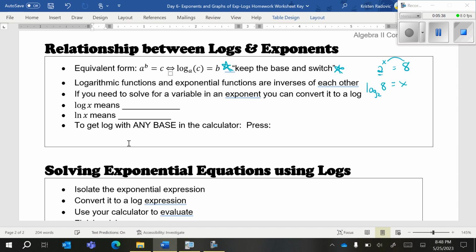For the next one, let's say we wanted to do log base 4 of x equals, I don't know, let's go with 16. You're going to write your equal sign, keep the base, which is on the bottom of the log, and you're going to switch the other two values. So the 16 is going to come to the right, the x is going to come to the left. And you would use your calculator and do 4 to the 16th, and that would be the value of x.